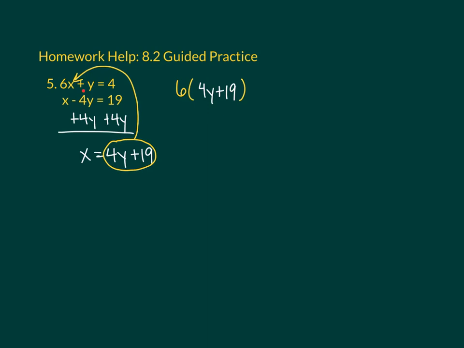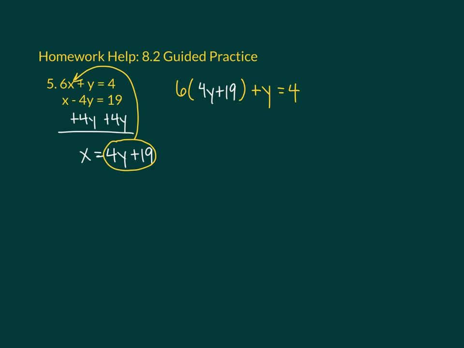Then don't forget the rest of the equation. Some people have been forgetting to do that. You have a plus y after the 6x. That's still on the left side of the equation, then equal to 4. Now you use distributive property and finish solving the equation. There's no negatives or anything that should mess you up here, so just distribute the 6, finish solving for y, then plug back y into either of the equations and solve for x.